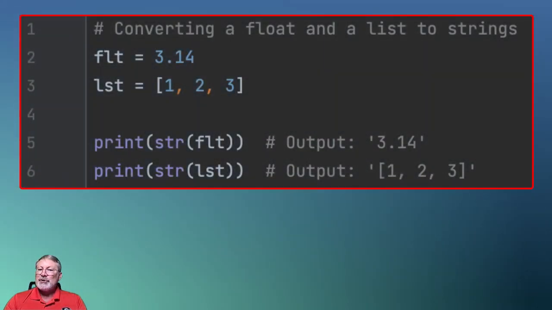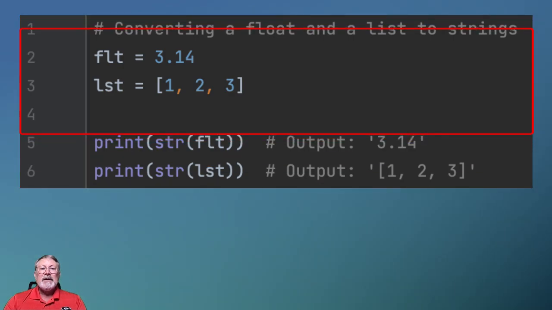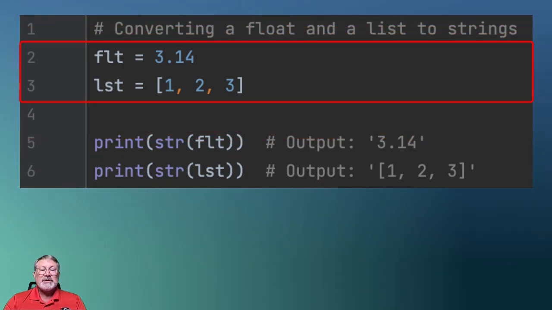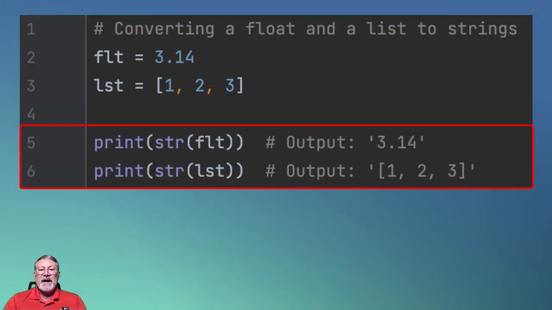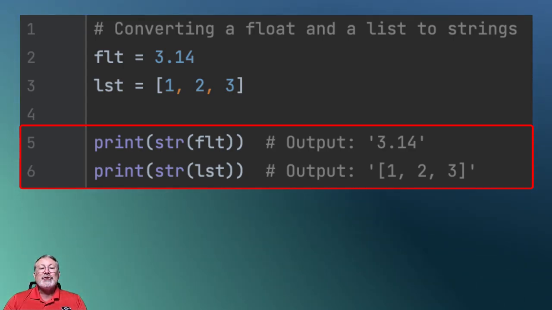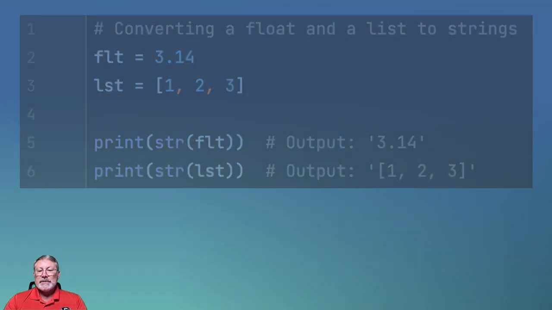The str function works with many data types, including floats and lists. In these examples, the str function converts a float and a list into their string representations.